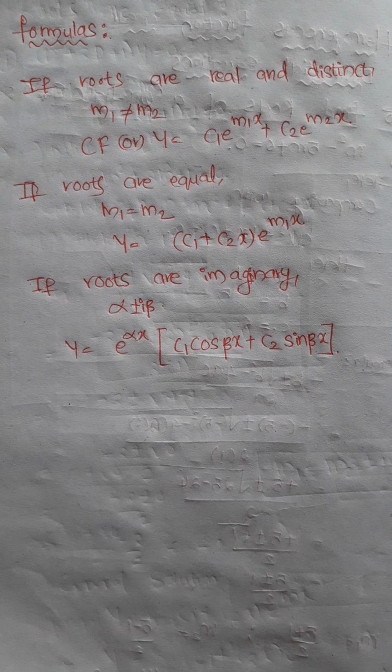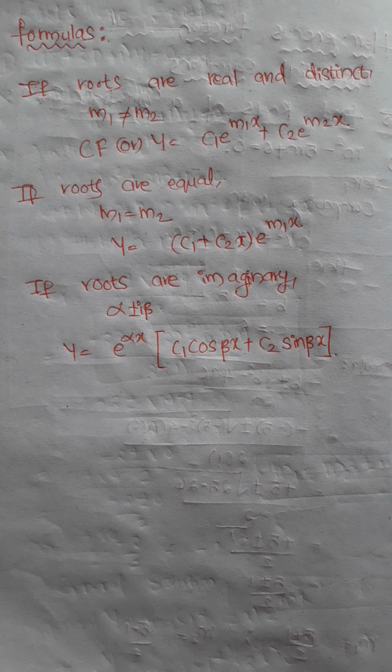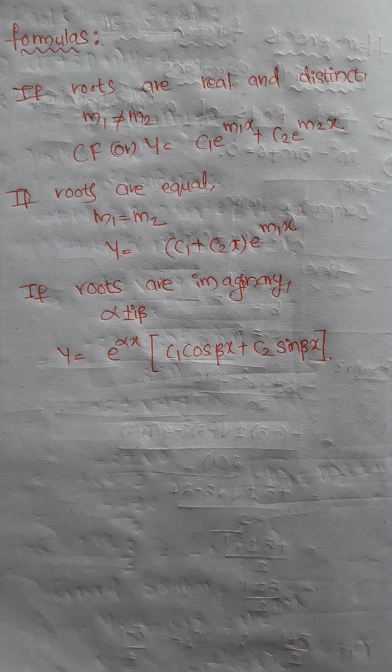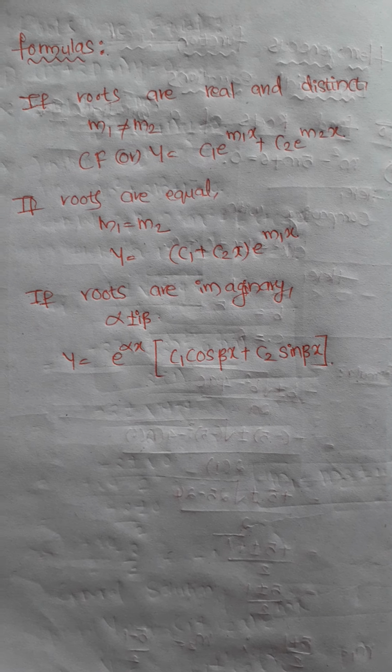Now we are going to learn about non-homogeneous linear differential equations. In case of non-homogeneous linear differential equations, the formula for the general solution is y equals CF plus PI, where CF is the complementary function and PI is the particular integral. Here the process for finding the complementary function is the same as we did before in homogeneous differential equations.